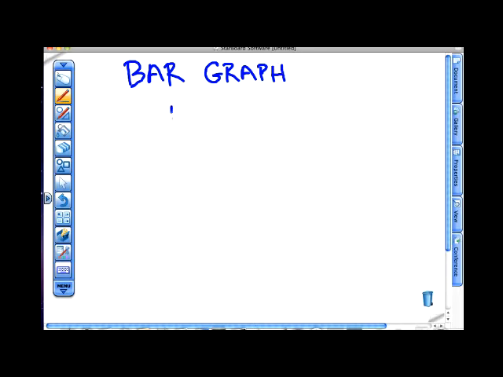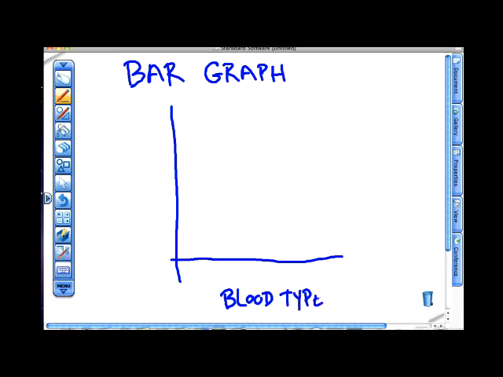Okay, so a bar graph for the blood type data. We're going to have a vertical axis for the frequencies, and we'll go ahead and put our categories on the horizontal axis. And those were blood types. And then over here, we're going to have our frequencies. Okay, and we'll give ourselves places for our A data, our AB data, our B data, and our O data.